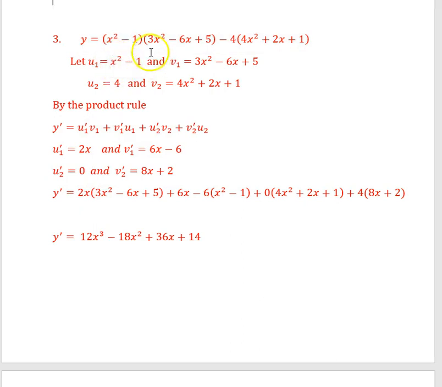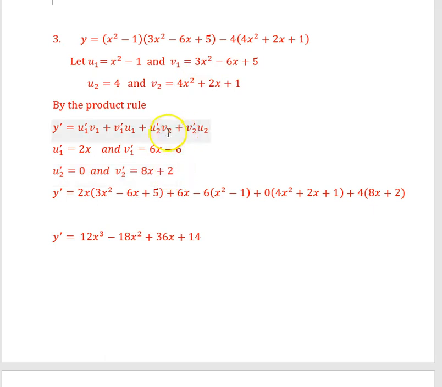So if I differentiate that, which is my U1, I have that. If I differentiate that here, which is my V1, I have that. If I differentiate my U2, I have 0. If I differentiate that, I have that, which is 8x plus 2.